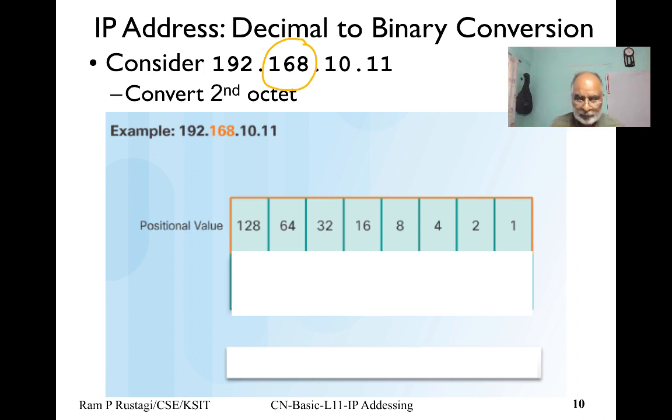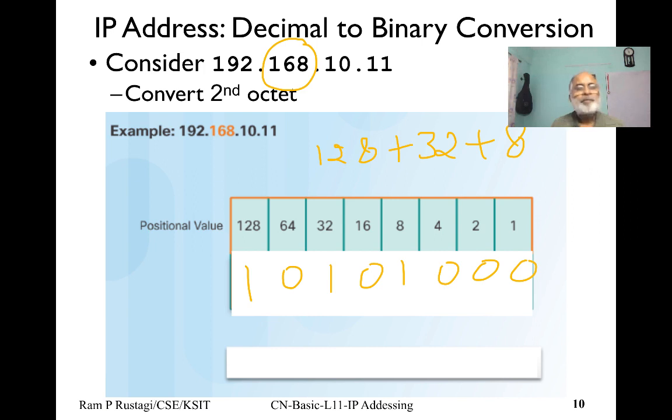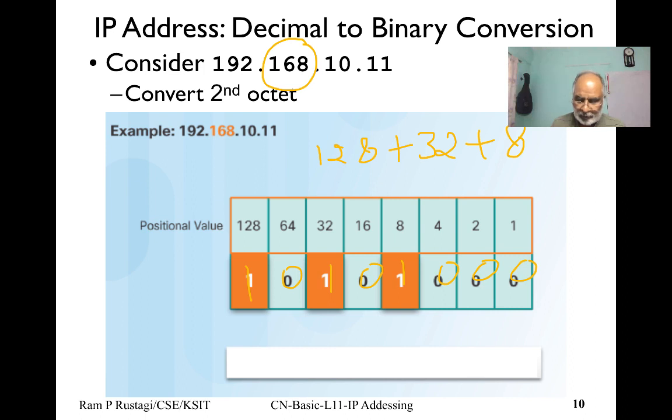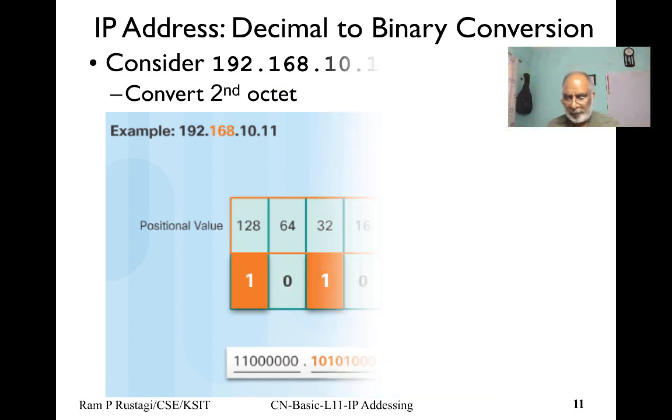Assuming you worked it out, 168 corresponds to 128 plus 32 plus 8. That means these bits would be set, and the rest would all be 0. And thus this would be 10101000. So if I need to write the same thing in binary, first this is 192 and this is 168. Now repeat the process.